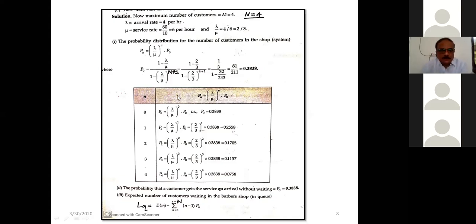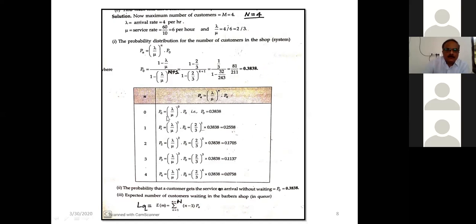Now in this case, for our convenience, always try to find the value of the number of customers present in the system. Since the total number of possible customers in this particular system ranges to 4 only, we will be required to find the values of P0, P1, P2, P3, P4. And its formula is known to you: (lambda by mu) to the power n into P0.